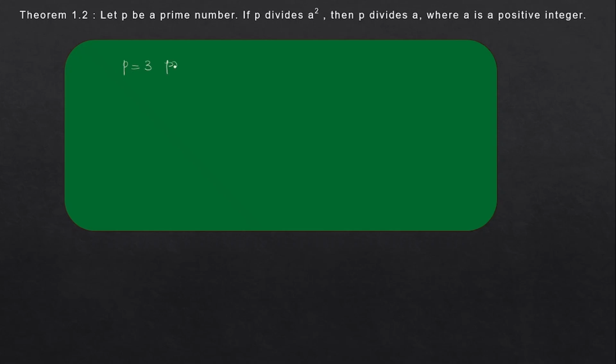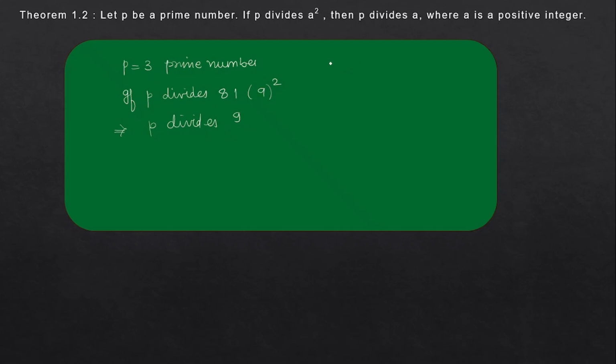And 3 is a prime number, correct? We know that 3 is a prime number. Now they are saying if p divides some number's square. So if, let's say, p divides 81, does it divide 81? Yes, it divides 81, and 81 is nothing but 9 square. So if I know that p divides 9 square, what can I conclude? I can say p divides 9 as well. So since 3 divides 9 square, 3 will also divide 9. So this is what the theorem is.